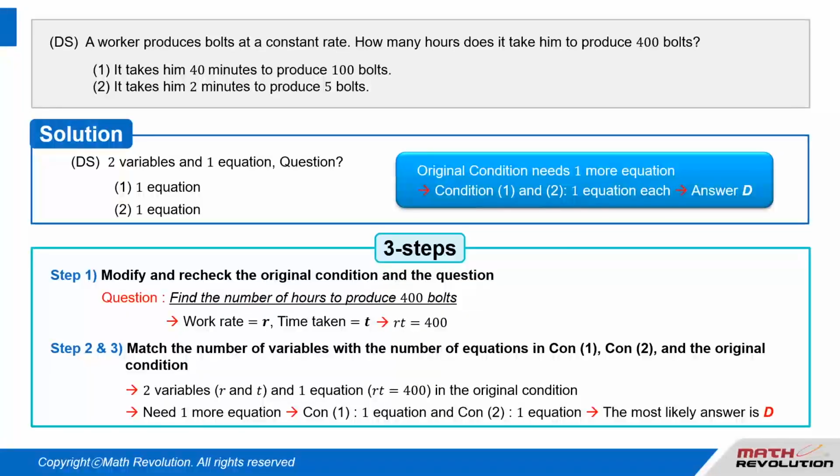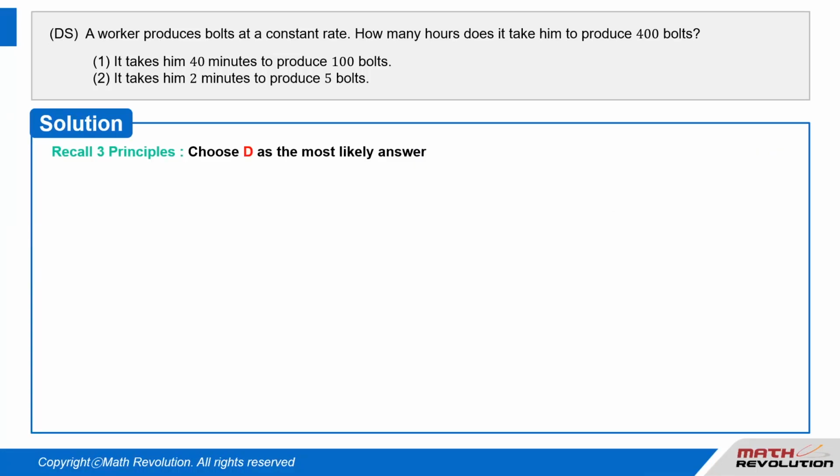Follow the second and third steps. From the original condition, we have 2 variables, R and T, and 1 equation, R times T equals 400. To match the number of variables with the number of equations, we need 1 more equation. Since conditions 1 and 2 will provide 1 equation each, D would most likely be the answer. Recall 3 principles and choose D as the most likely answer.